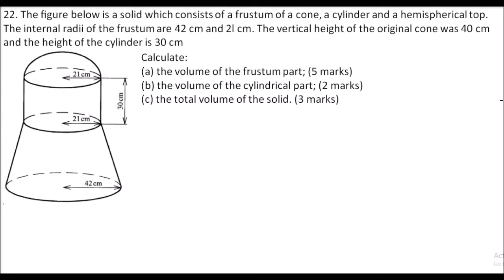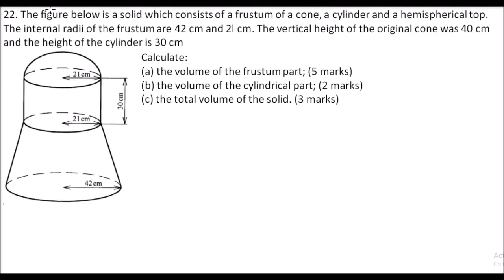Question number 22, we are told the figure below is a solid which consists of a frustum of a cone, a cylinder and a hemispherical top. The internal radius of the frustum is 42 and 21. The vertical height of the original cone was 40. And the height of the cylinder is 30. Calculate the volume of the frustum part, the volume of the cylinder part, and the total volume.